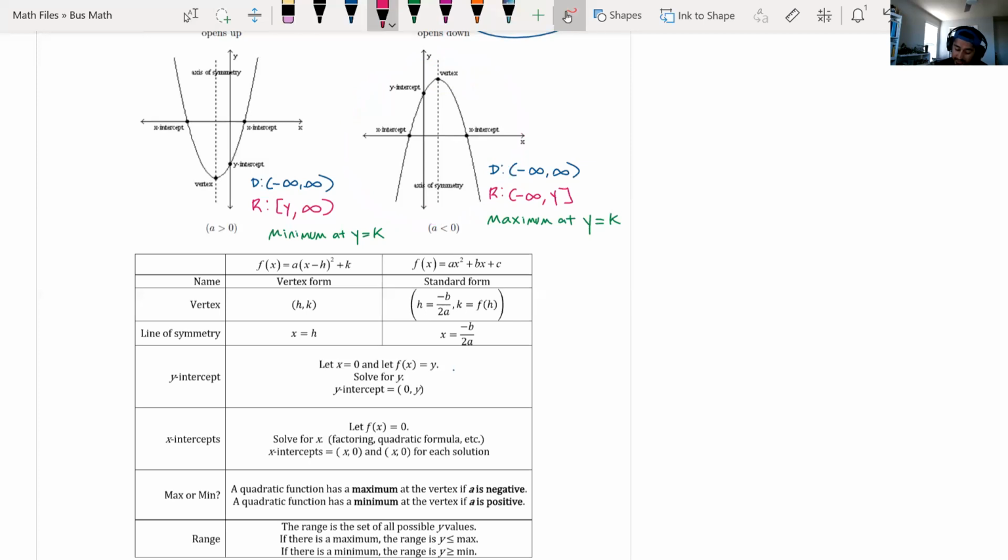And then if there is a minimum, which we're looking at in the first graph, the vertex is the lowest point on the graph. If there's a minimum, then the range is the y values greater than or equal to the minimum, which is what we put right there. y to infinity means all y values greater, headed towards infinity. So they're greater than the y value of the minimum.